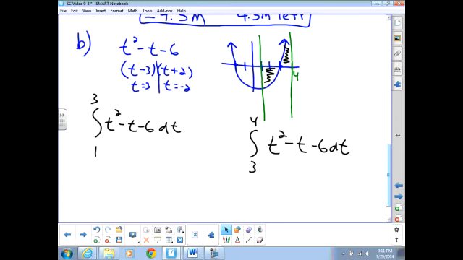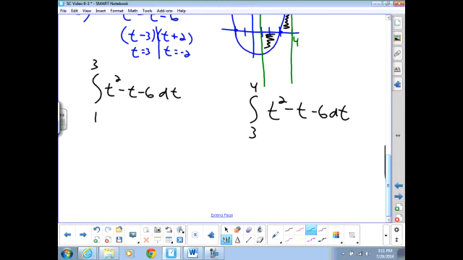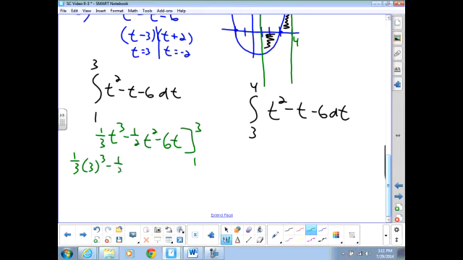So over on the left, again, if we're doing this correctly, that part should come back negative because it's below the graph. We'll have, just like we had before, 1/3 t to the third minus 1/2 t squared minus 6t, evaluated from 1 to 3. So that's 1/3 times 3 to the third minus 1/2 times 3 squared minus 6 times 3 minus 1/3 times 1 to the third minus 1/2 times 1 squared minus 6 times 1.